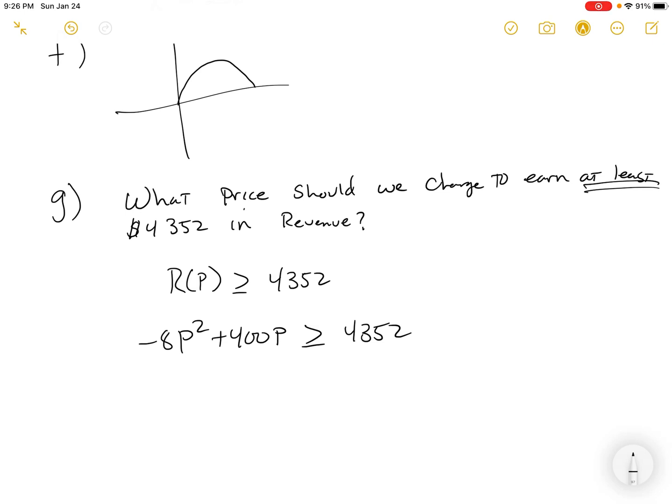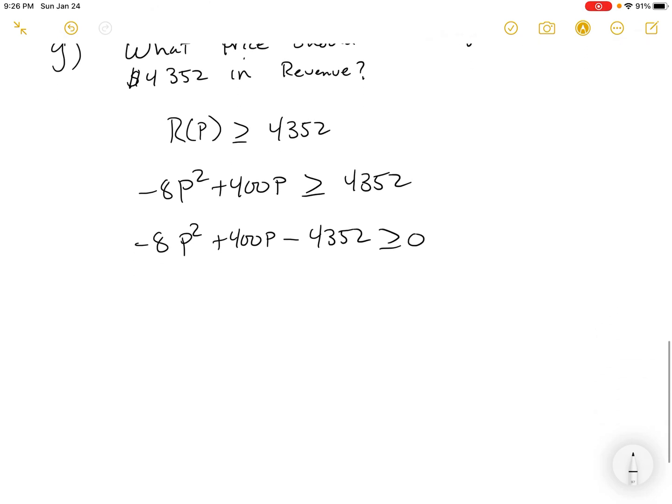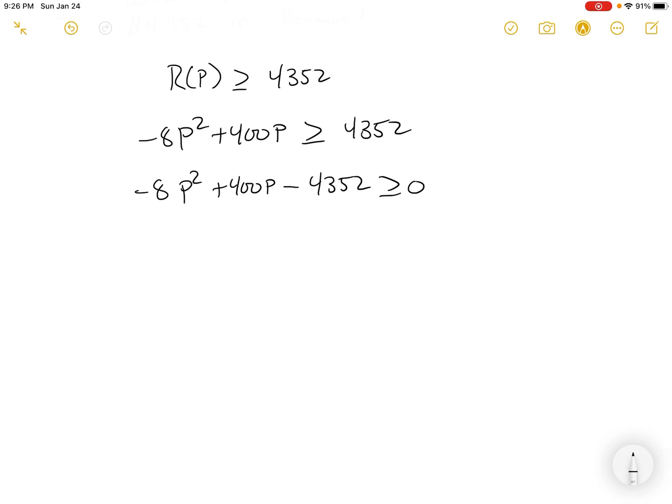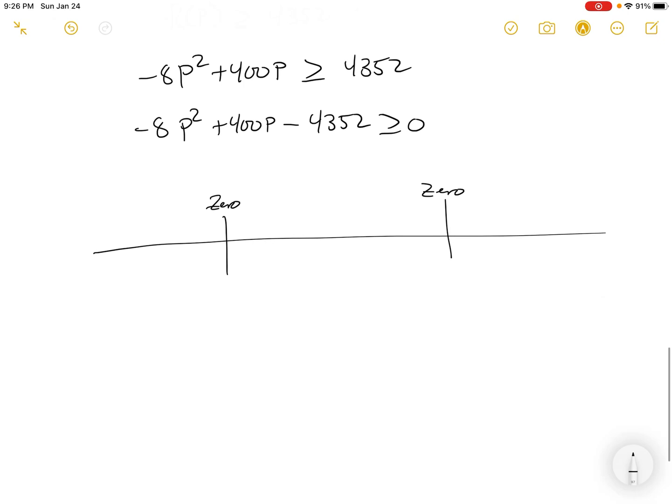If you forgot, what we do is we get 0 on one side. So we're going to take negative 8p squared plus 400p and bring over the 4352 and have that greater than or equal to 0. If you remember, what to do next is you basically are going to go on a number line and find out where this thing is flat out 0. So we'll do a little aside. We're going to need to figure out where negative 8p squared plus 400p minus 4352 is flat out equal to 0.